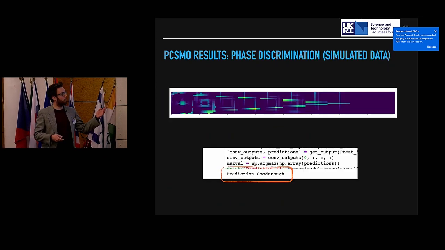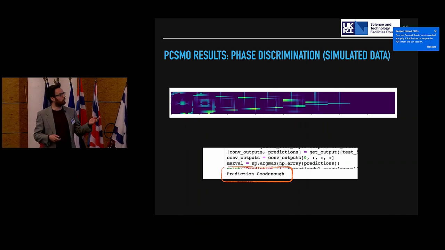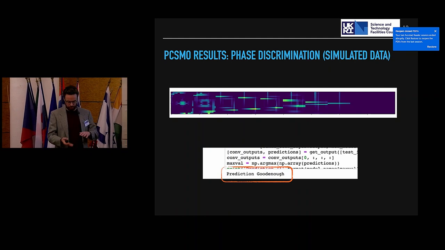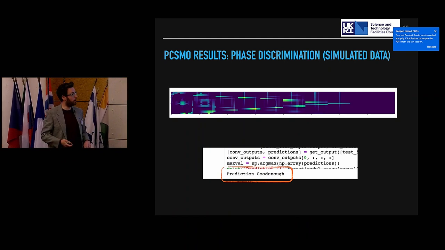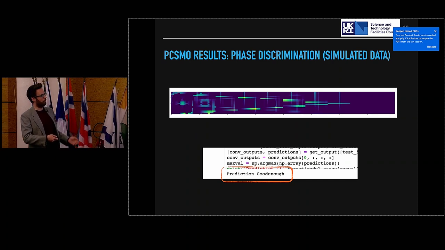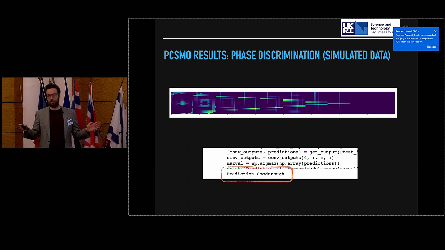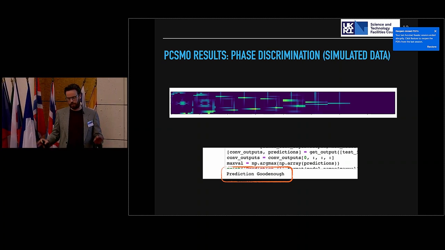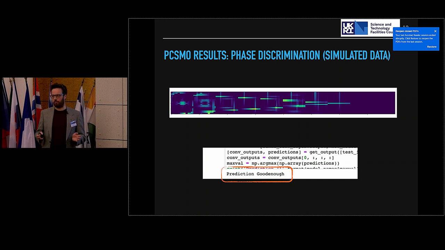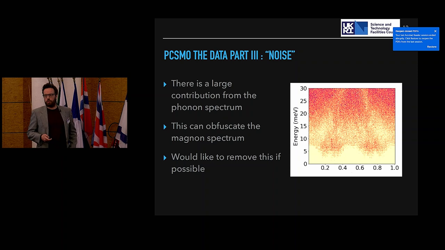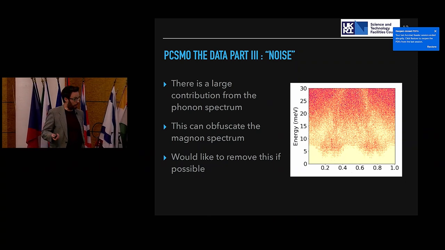So then we trained up some models with that. These are just neural networks that discriminate whether it's one model or the other. If we feed it some nice simulated data, which is the good enough model, it comes out and predicts it's a good enough model. That's nice. So our network that's trained on simulated data can make the correct prediction on simulated data. That's a decent start. But what we really want to do is to make that prediction on the experimental data.